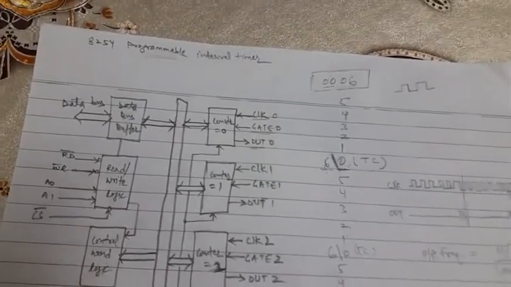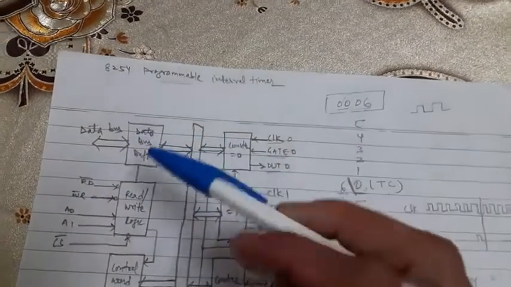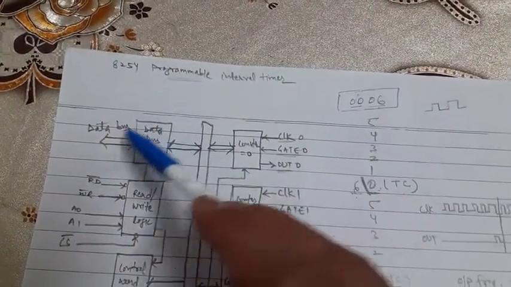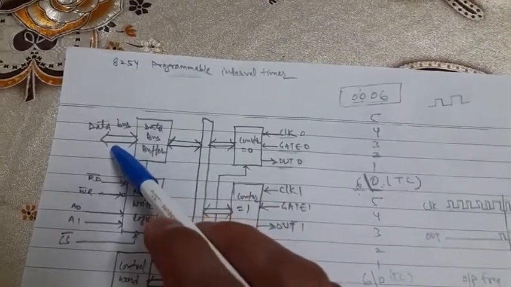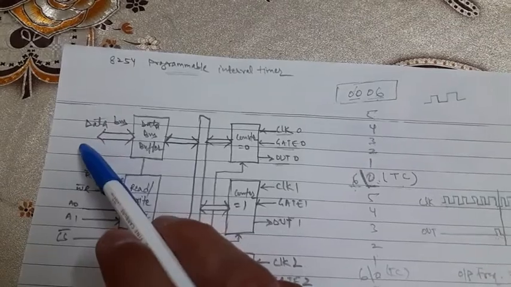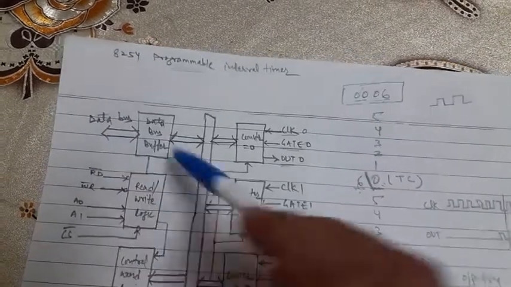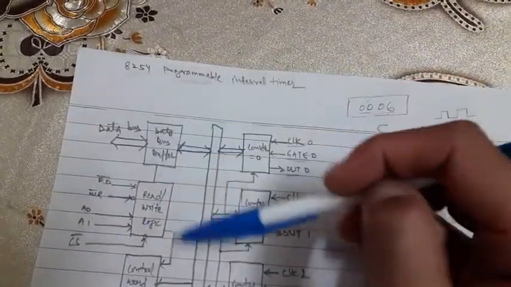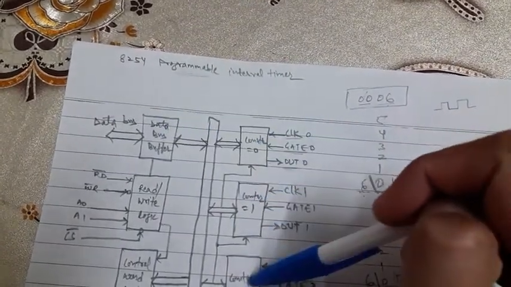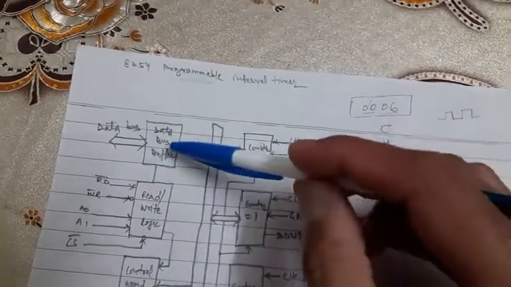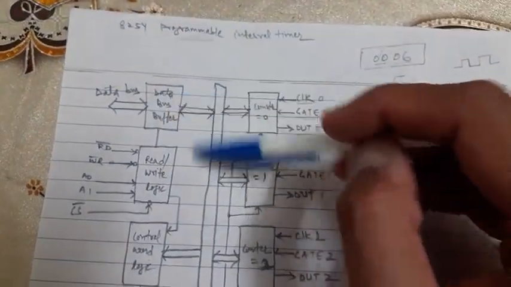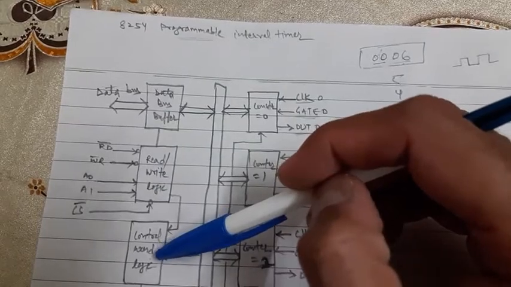In the architecture we can see the data bus, which is connected with the data bus buffer. This is an 8-bit bidirectional data bus. We connect it with the MPU, so the MPU can send the count value as well as the command. The count value will go to the appropriate counter based on the address. And if the MPU sends the command during initialization, then it will go to the control word register or command word.